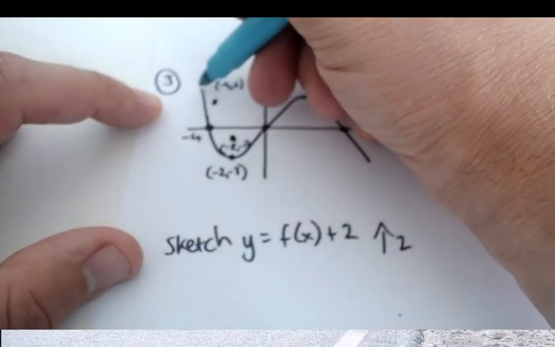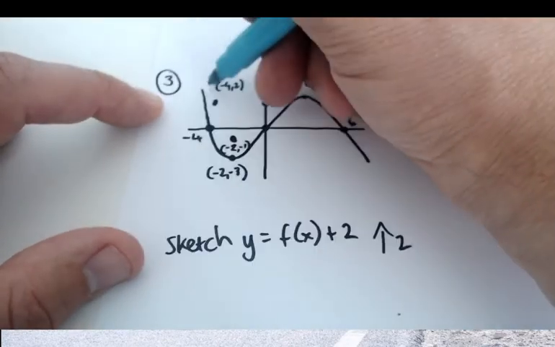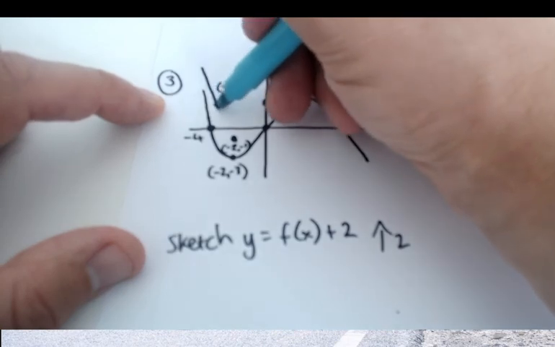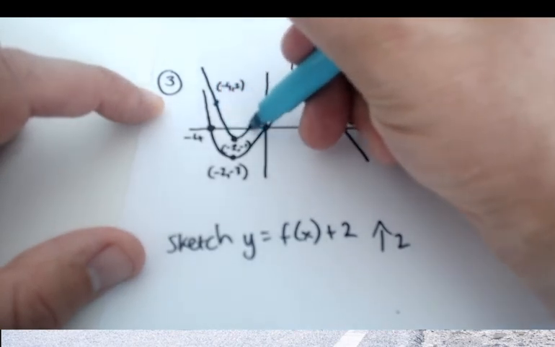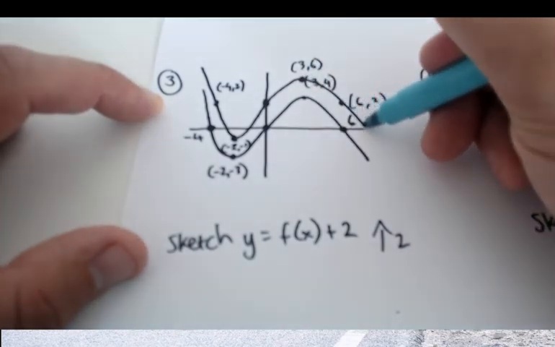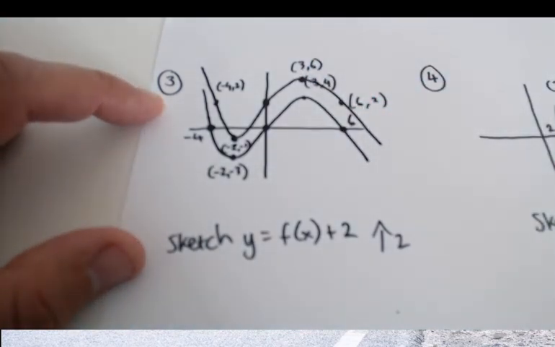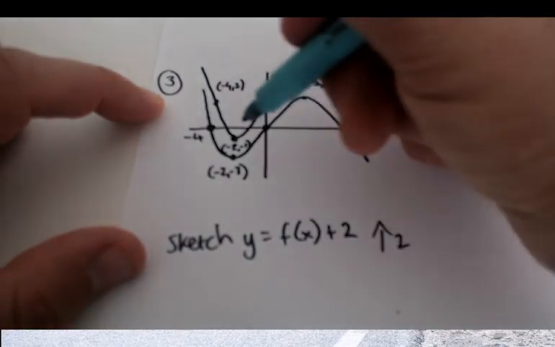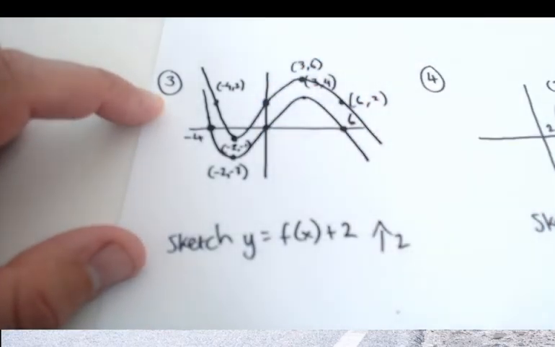So my starting point was here, so shift it up a couple, and then we're just going to draw through the dots, trying to keep the shape of the curve similar to what it used to be, like so. And hopefully you can see everything's been shifted up 2 spaces.